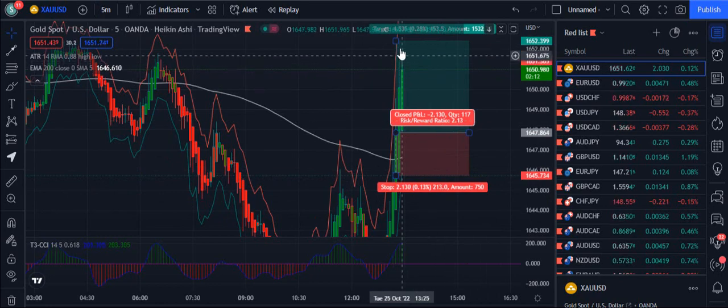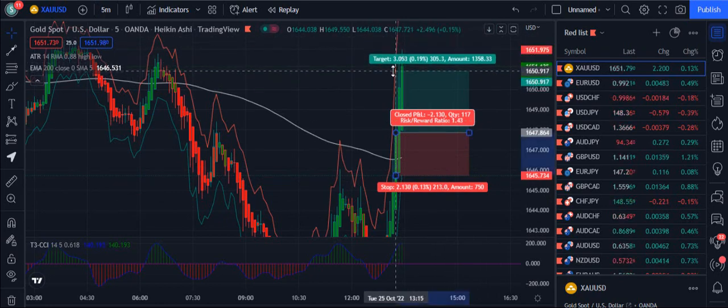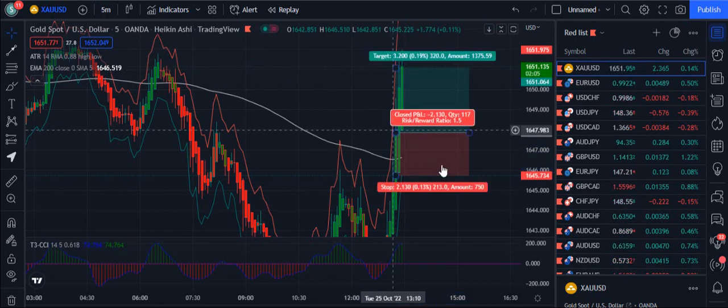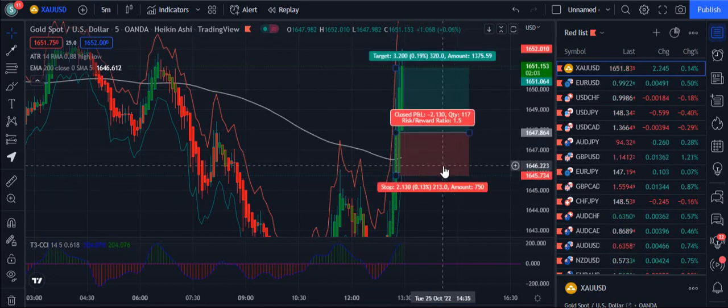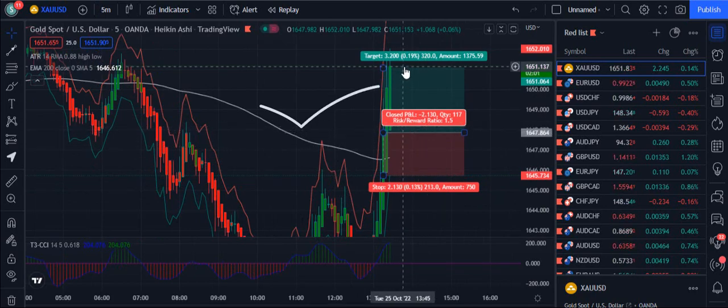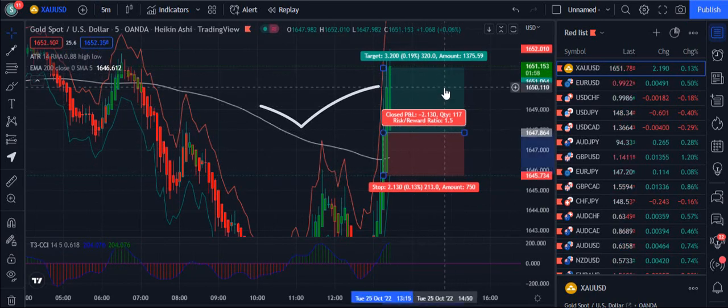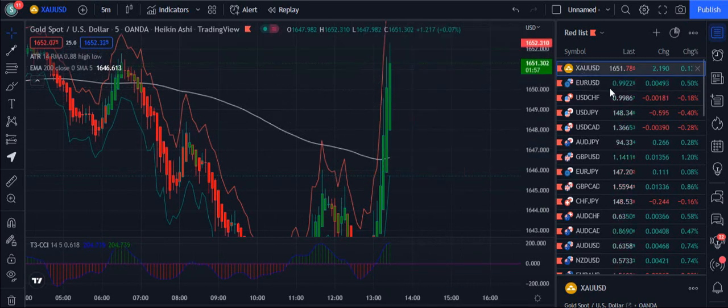Then you can target something like 1.5. This is the recommended target on the 5-minute time frame. And if you look here, overall the market has easily hit your 1.5 risk to reward ratio.